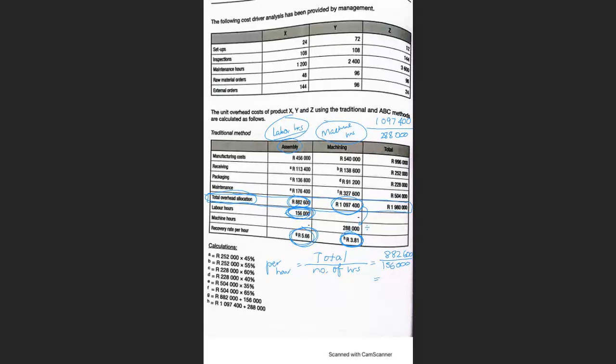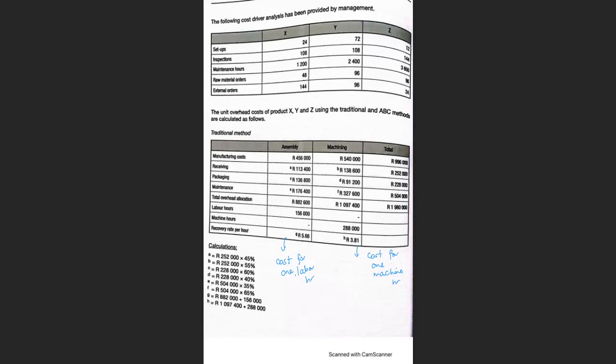Okay, so I'm going to write here, and please enter this in your textbooks as well. This is the cost for 1 labor hour. And this is the cost for 1 machine hour. So you've worked out the per hour cost for machine and for labor hours.